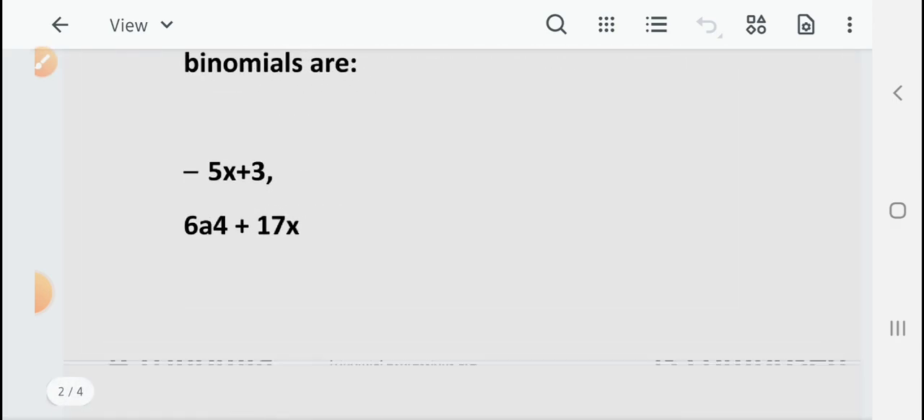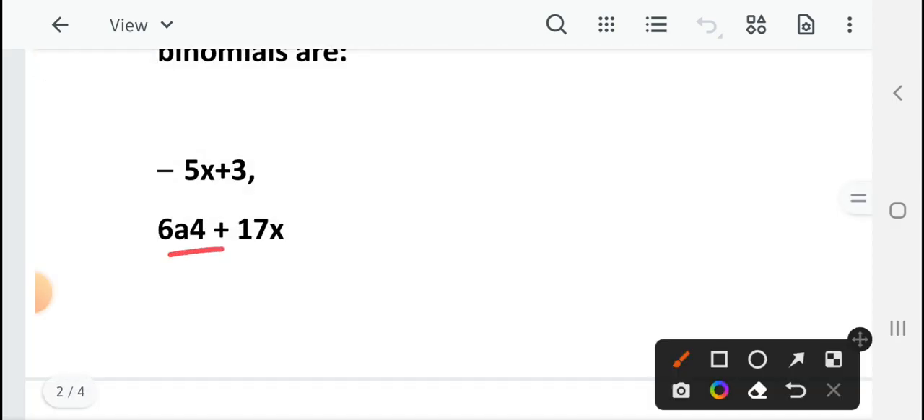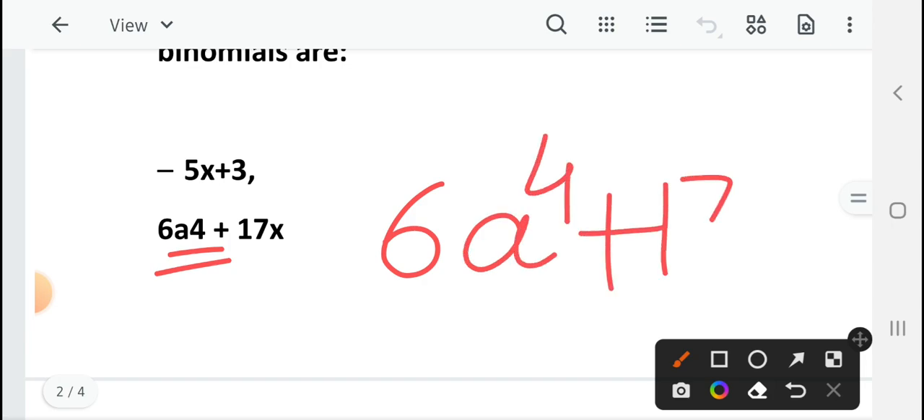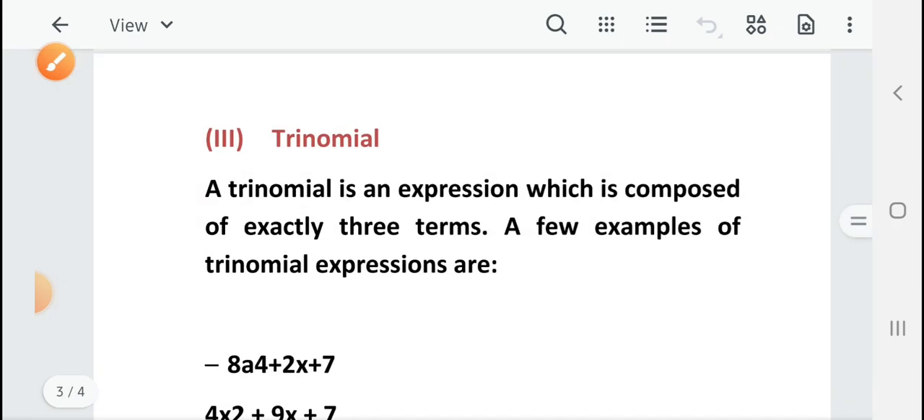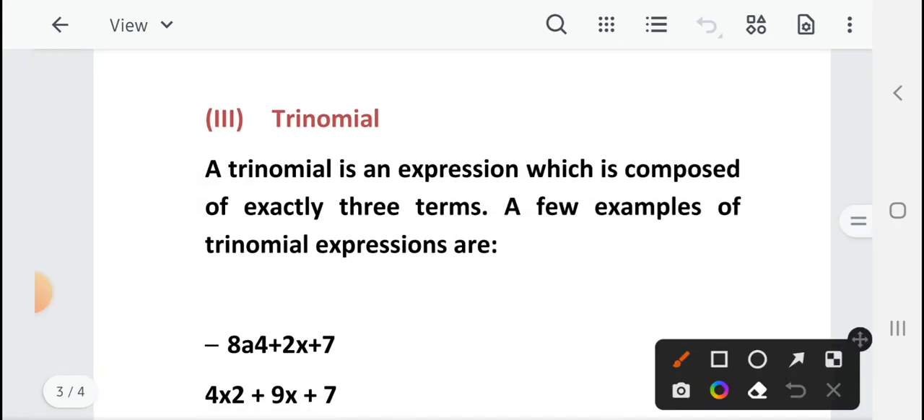So here I have written some binomial terms. You can take this one, 6a raised to the power 4 plus 17x. Okay, and now trinomial. Likewise monomial, binomial, there is another category in that term category, that is trinomial.